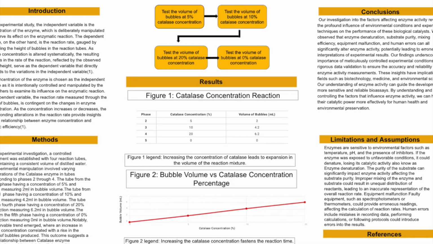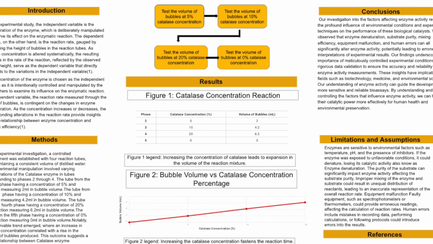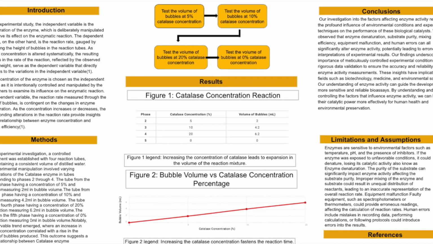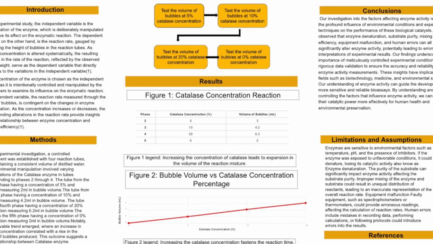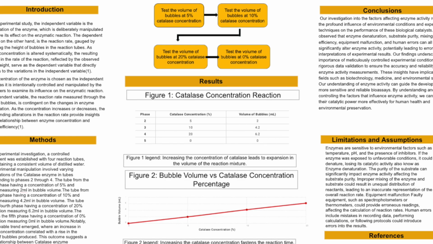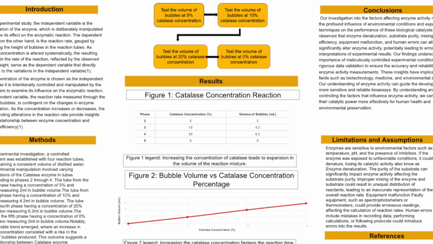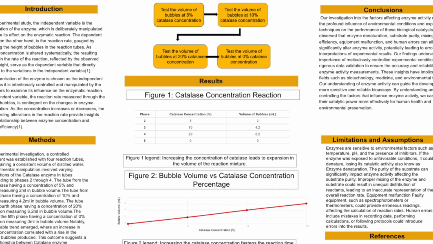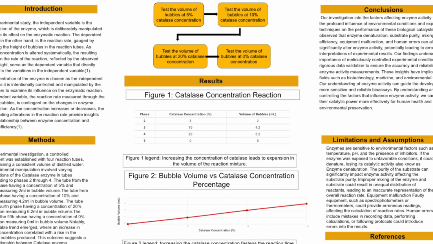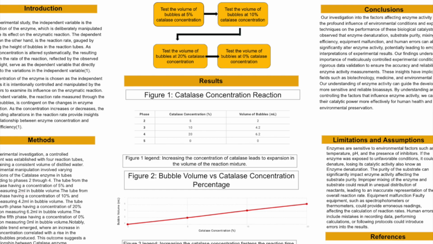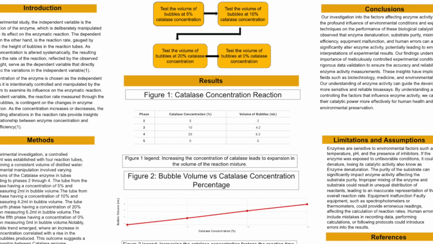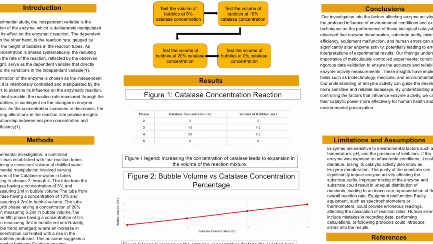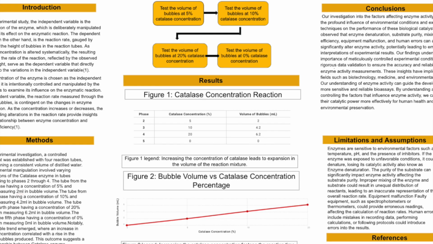Finally, for our conclusions, our investigations into the factors affecting enzyme activity revealed the profound influence of environmental conditions and experimental techniques on the performance of these biological catalysts. We observed that enzyme denaturation, substrate purity, mixing efficiency, equipment malfunction, and human errors can all significantly alter enzyme activity, potentially leading to erroneous interpretations of experimental results.